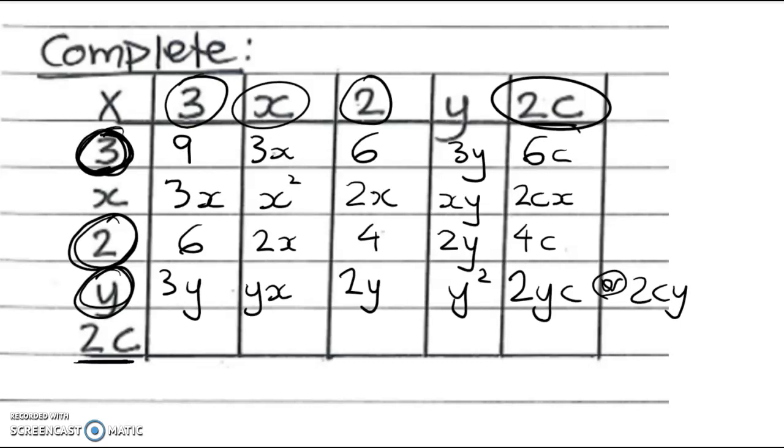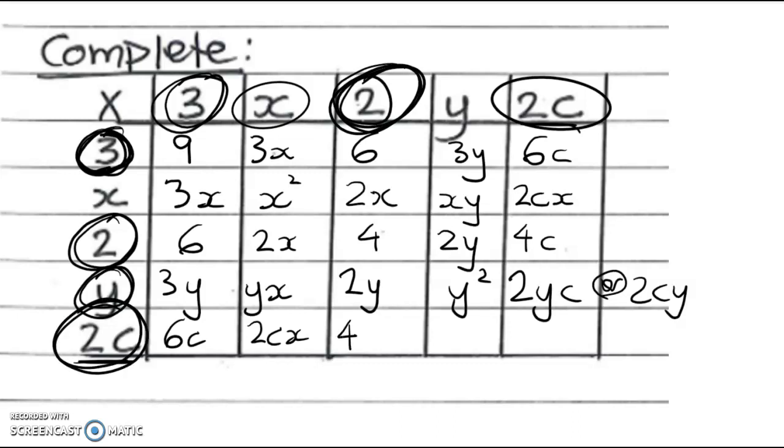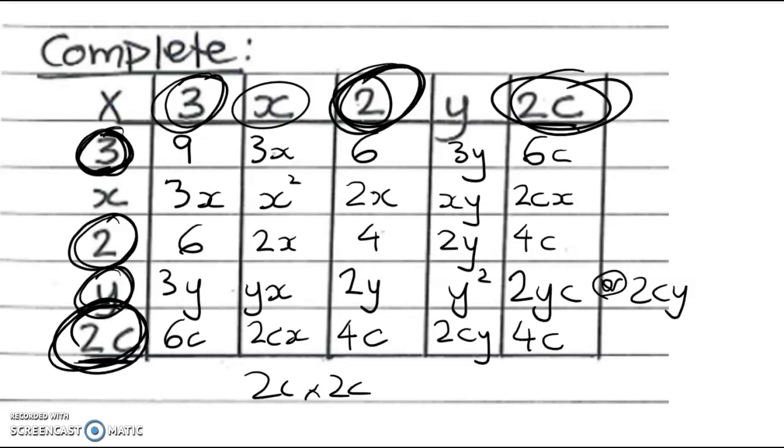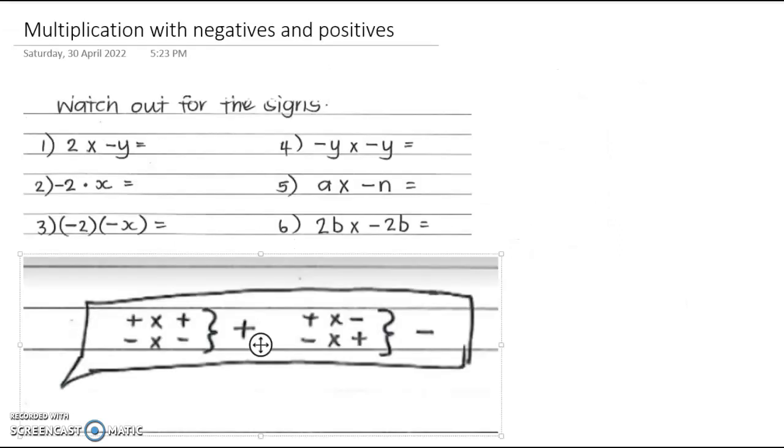Okay? This next one, 2c times 3 is going to be 6c. 2c times x, 2cx. Here we've got 2 times 2c. We times the numbers first, 4c. 2c times y, 2cy. And lastly, we have 2c here times 2c here gives me 4c squared. Okay, hopefully that's gone well. Again, if you've got questions on that, that's one where you might want to ask me once I'm back at school.